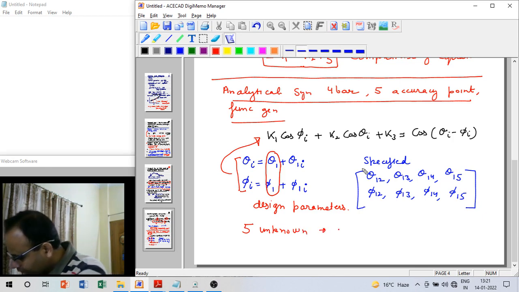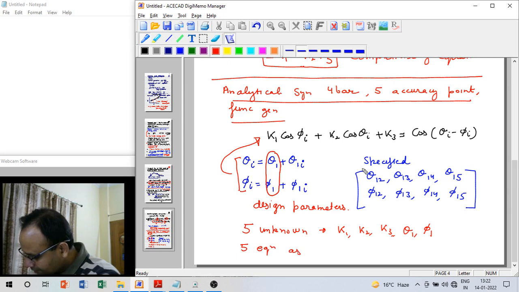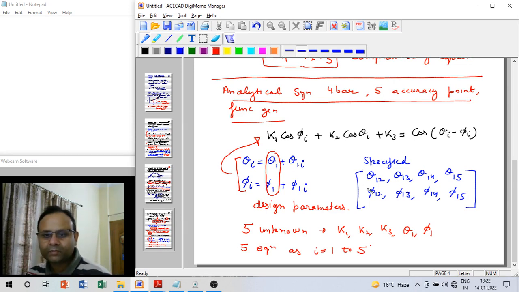Okay, 5 unknowns will be here: k1, k2, k3, theta 1 and phi 1, and you will have 5 equations, as I goes from 1 to 5. So you'll have 5 equations, 5 unknowns, and you can solve them. So that will be 5 accuracy point synthesis. Okay, that is the general idea.